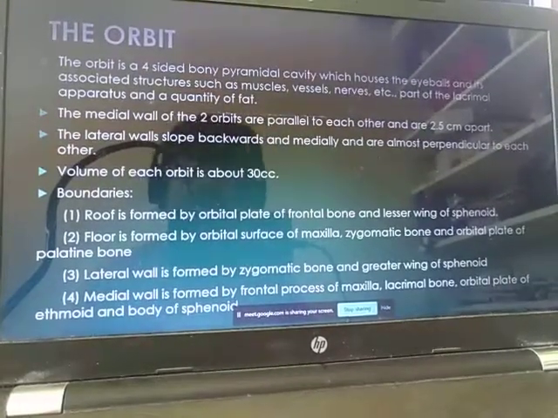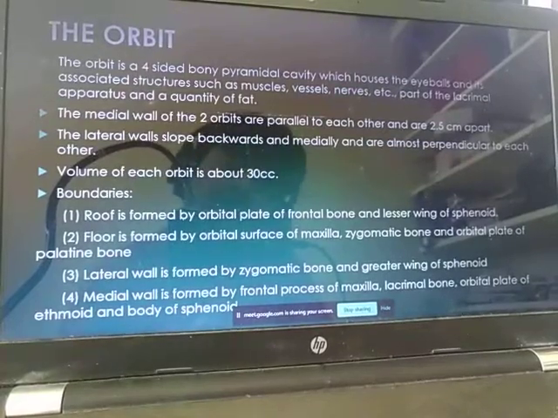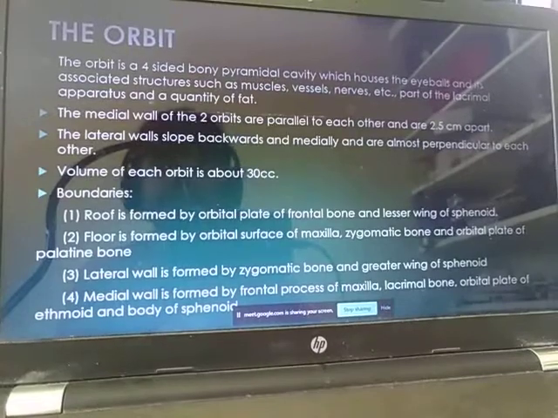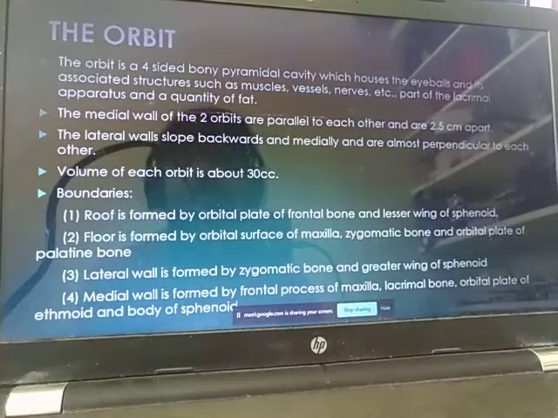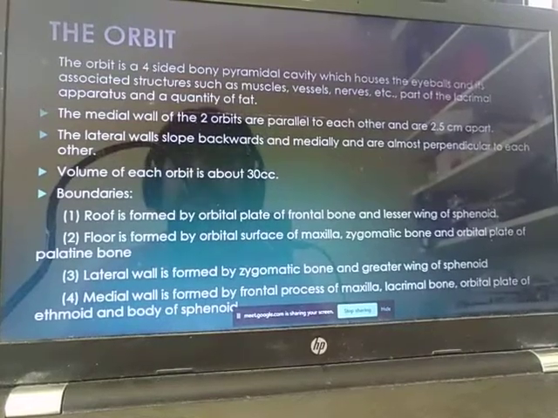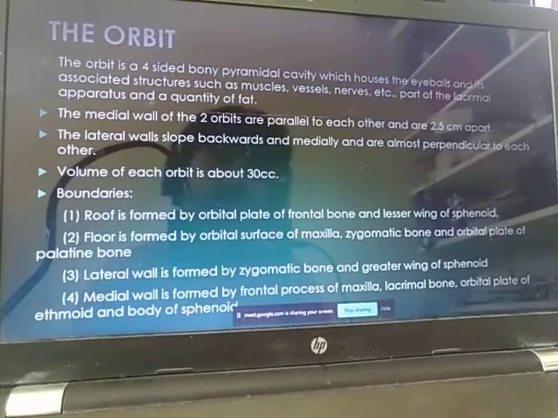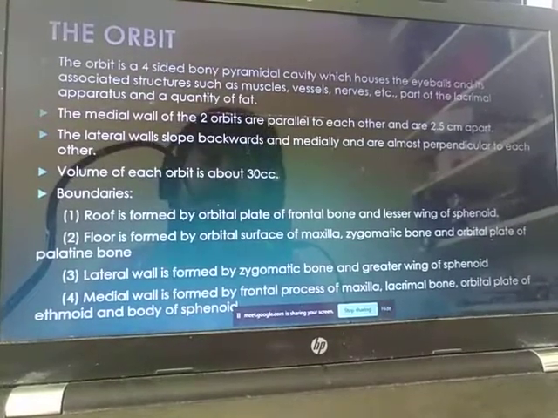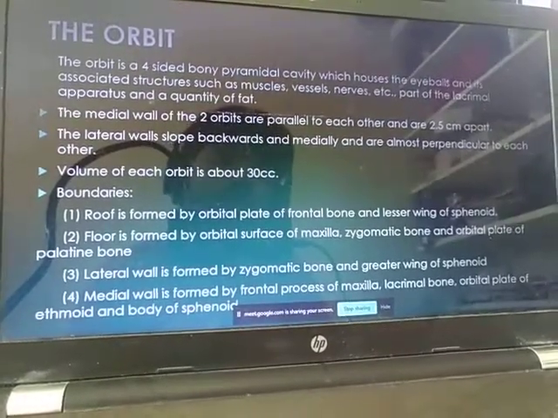So, before we delve into the surgical aspects, we first need to understand the basic anatomy of the orbit. The orbit is a four-sided bony pyramidal cavity which houses the two eyeballs and its associated structures such as the muscles, the vessels, nerves, etc., and part of the lacrimal apparatus and a quantity of orbital fat as well.